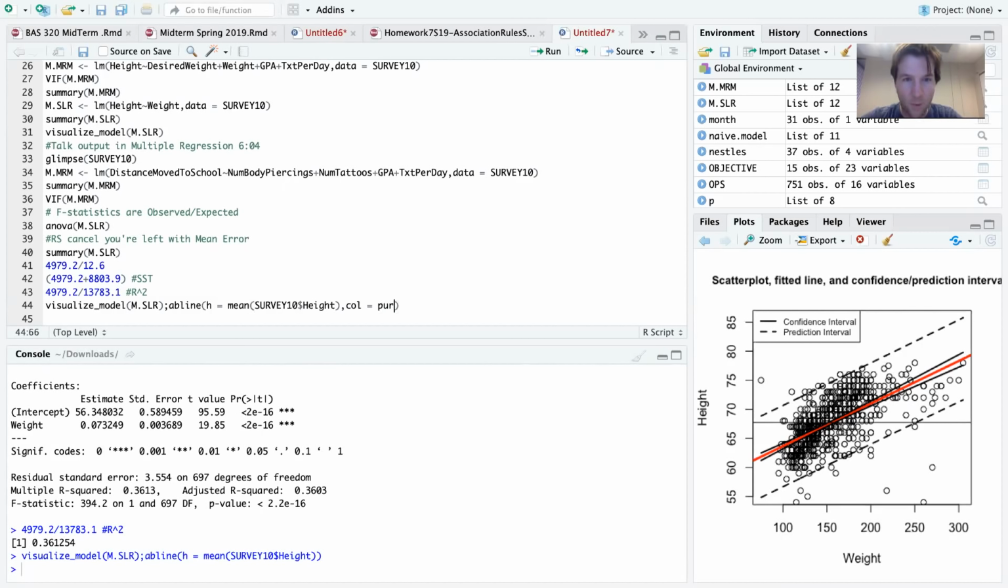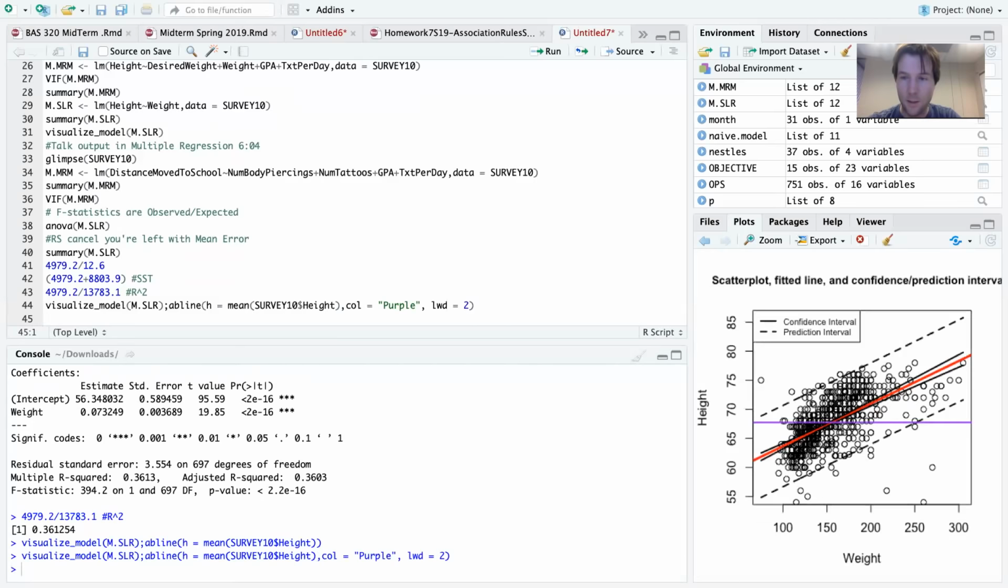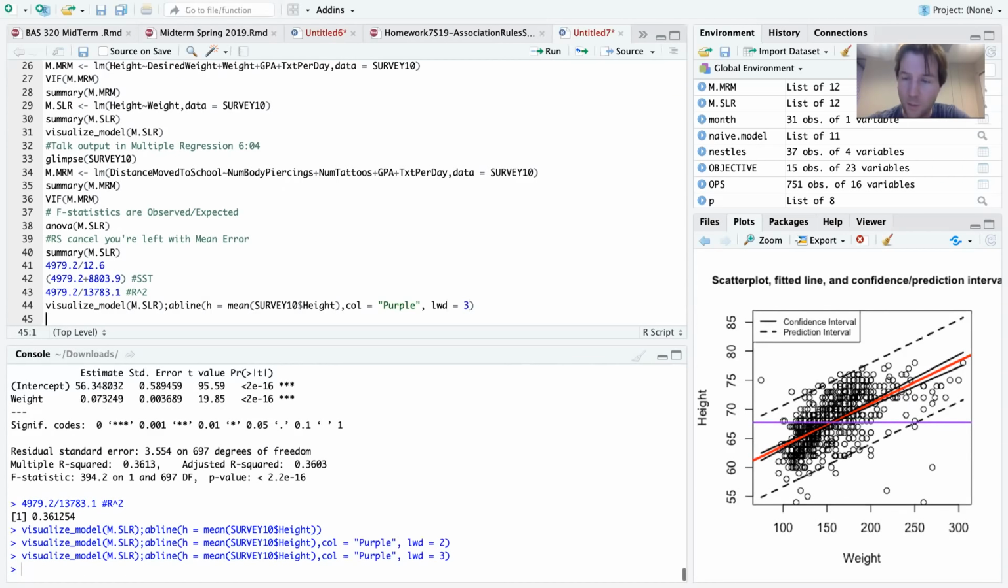So now we're gonna make it purple. Or not, gotta do it in quotes, purple. And then we're gonna add in line width. What is the function for line width? That's not it. Oh my gosh, how do I know that thing off the top of my head? It's called doing this way too much.